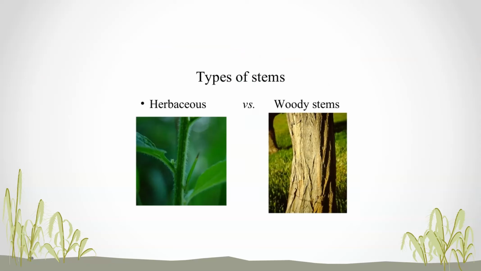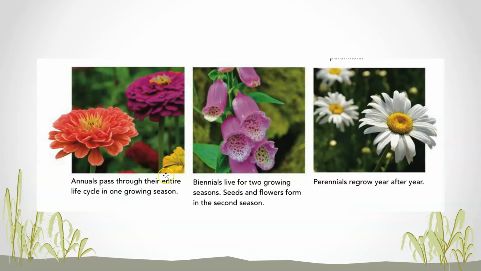There are also types of stems, herbaceous versus woody. Herbaceous stems are green. Woody stems have secondary growth. We're not going to get into the specifics of that, but they have different chemical compounds to make that bark, which is a lot different than a herbaceous stem. Also, flowering plants have different growing cycles. Some are perennials, which grow year after year. Biennials have a 2-year growth cycle, and annuals have a 1-year growth cycle.